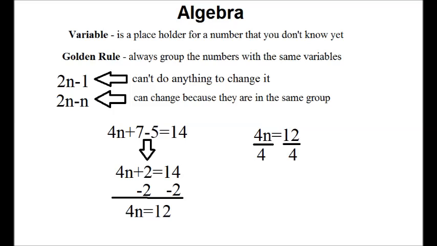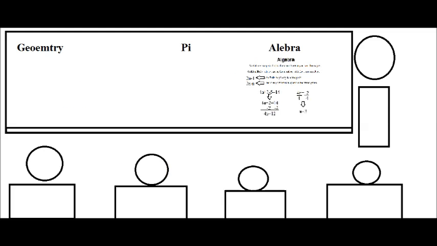Now that you basically have 4n equals 12, you do the same thing with the 4n. So you do 4n divided by 4, so you get rid of the times 4. But since you did it to that side, you must do it to the other side. So 12 divided by 4 equals 3. And it would be n equals 3.